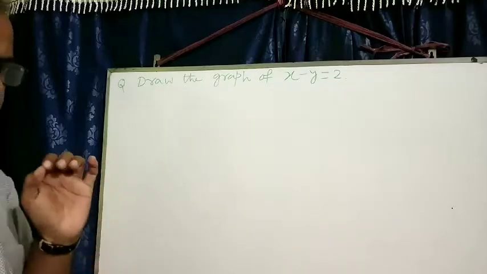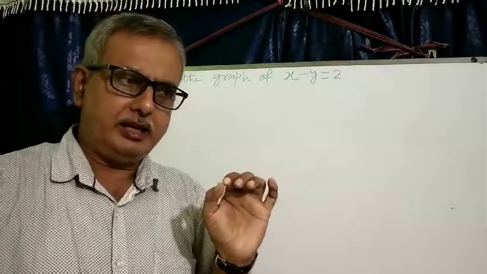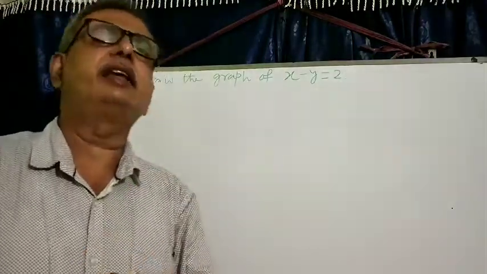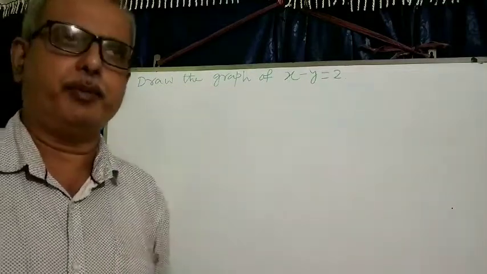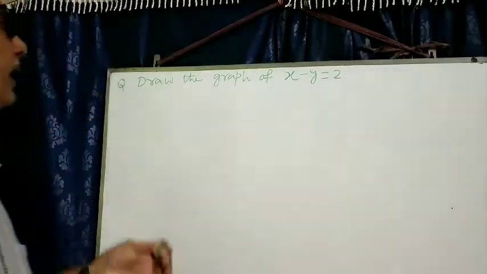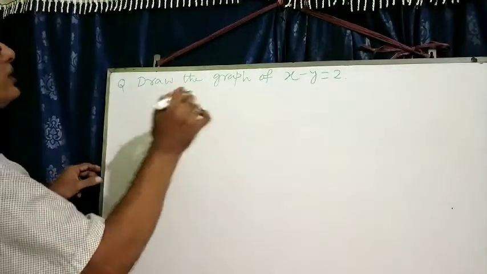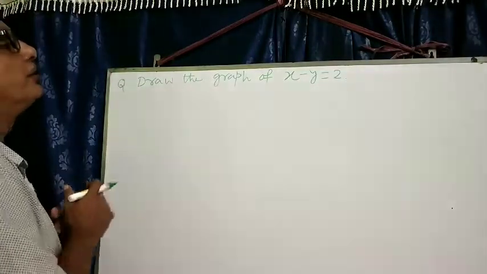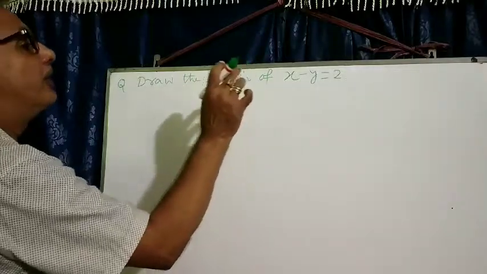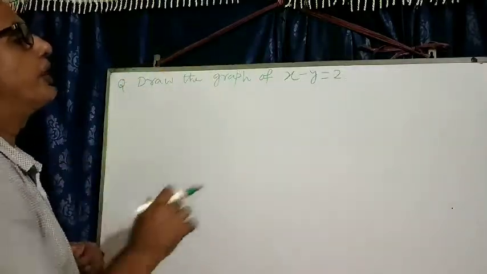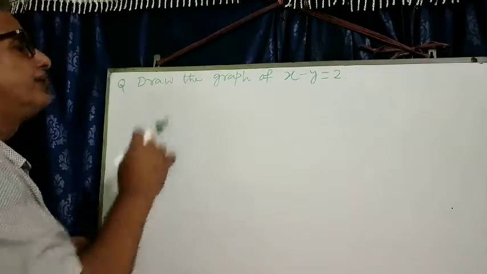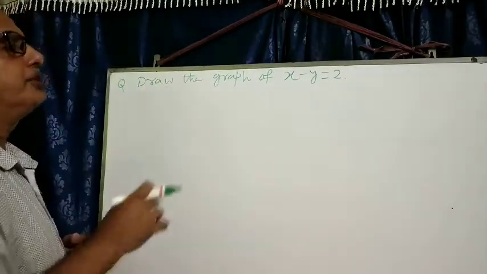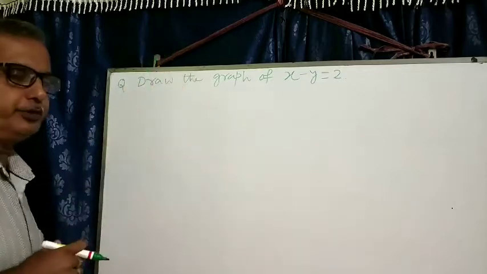That means one linear equation is given, and linear equation means what? The line can be drawn with this linear equation on the graph paper. Here, first of all, our duty is to find at least 2 solutions of this equation. Different values of x you put, different values of y you should get.